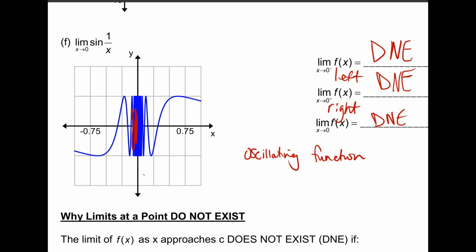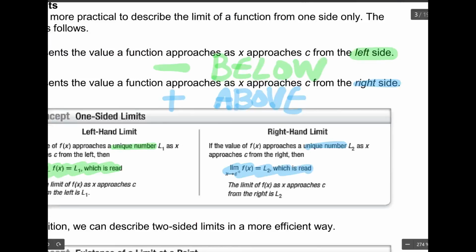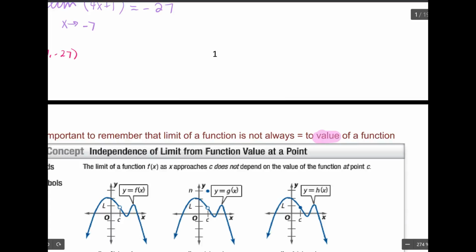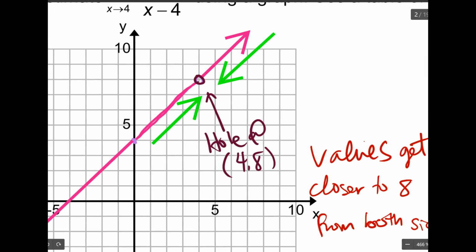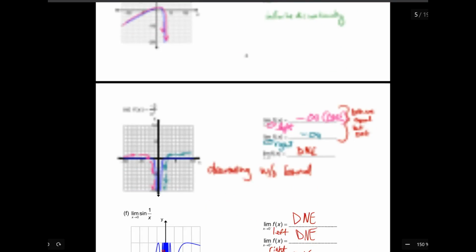But theoretically, you can have a limit if there's a hole in there. So right here, for instance, we didn't have a function value, but we had a limit because it looked like we're approaching a single number. Because it's theoretical. The limit is like the prediction.